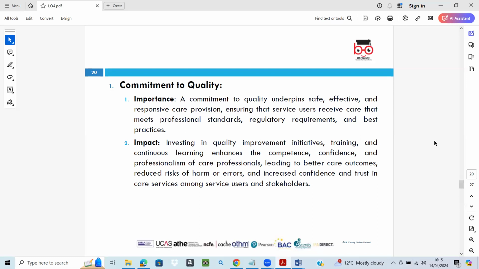When care professionals are engaged in continuous learning and improvement, it also increases the trust and confidence that service users and their family place in the care services. This is crucial for building a strong relationship and ensuring the sustainability of the care institution. And this is all about it.